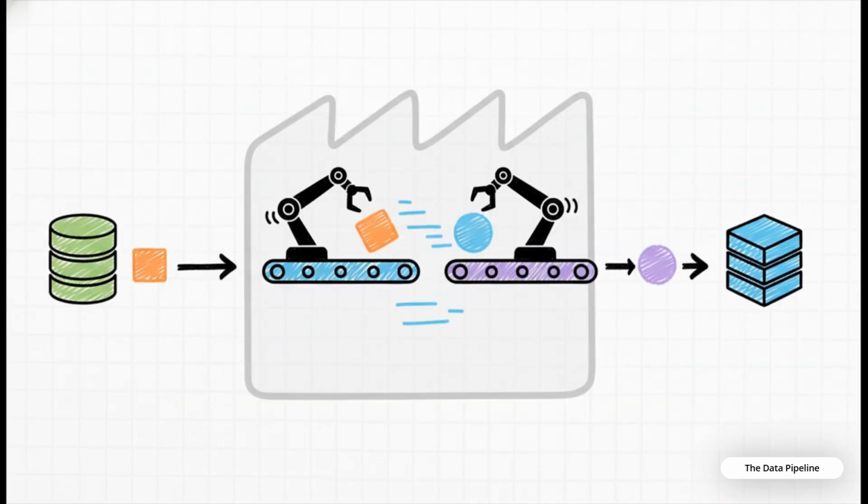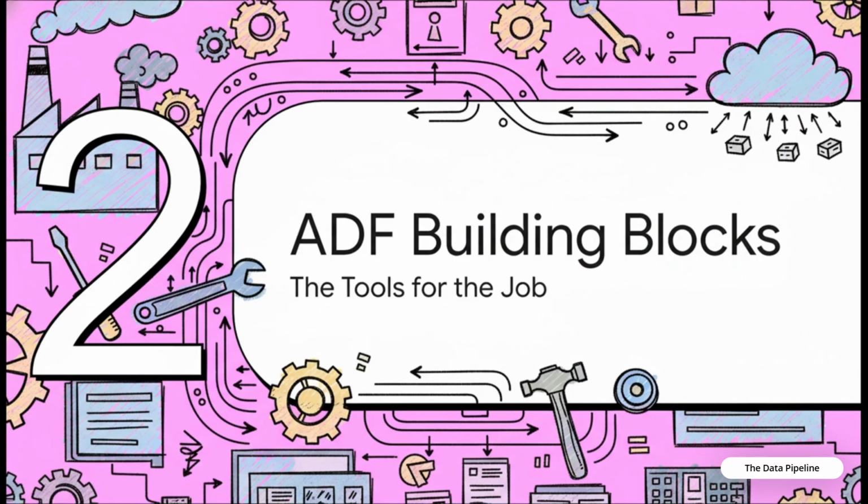And this is a really important point to get. ADF is not a database. It doesn't actually store any of your data. Think of it more like the factory's control room and all the conveyor belts. It runs the whole show, but the raw materials and the finished goods, they all live in other places and different storage systems.